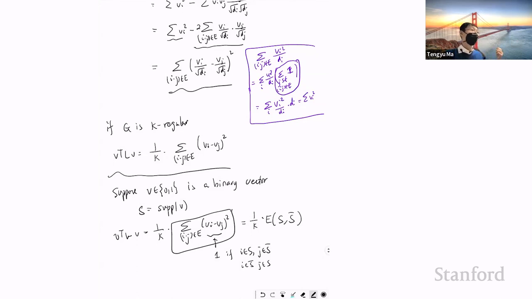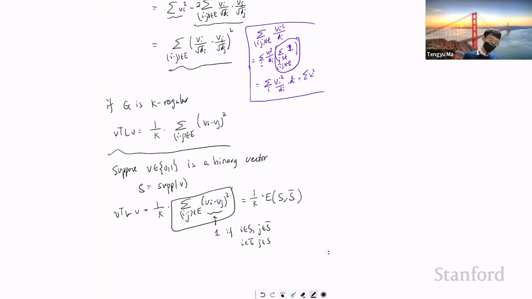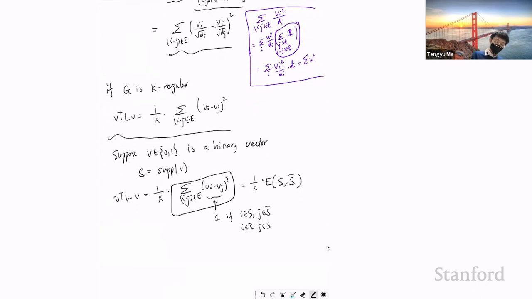When V is not binary, of course, it's not true. But if it is binary, it's true. And now, in other words, you can write V transpose LV as 1 over kappa times the support of V, the support.